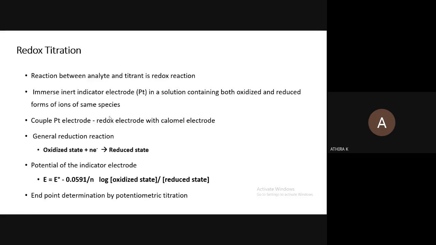Now we have to measure electrode potential. We have the indicator electrode, but we have to measure electrode potential. So we have to couple the platinum electrode with a reference electrode. So we use the calomel electrode as our reference electrode.